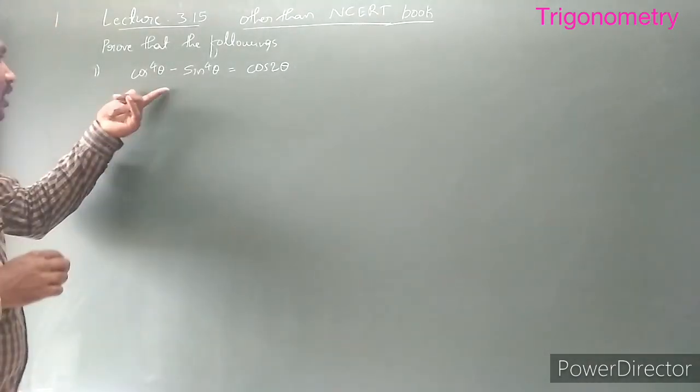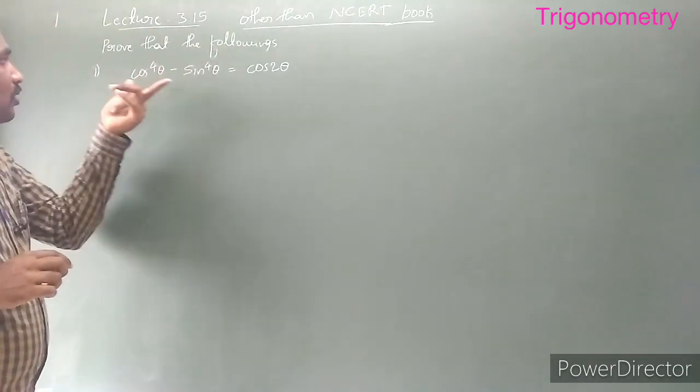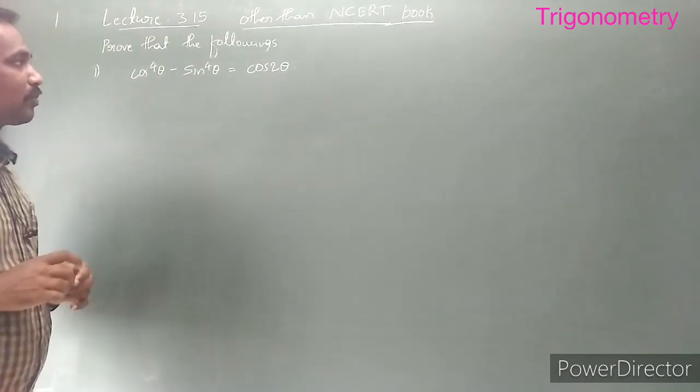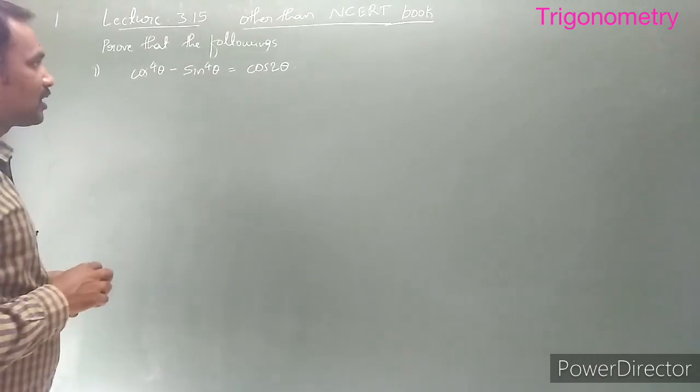Okay. Now here we need to prove that LHS equals RHS. The LHS part is cos power 4 theta minus sin power 4 theta, which is equal to cos of 2 theta.